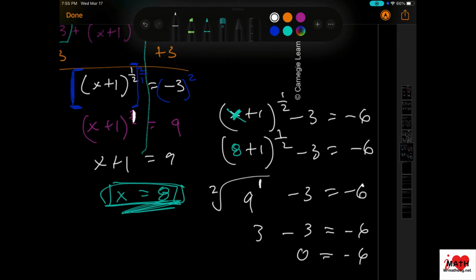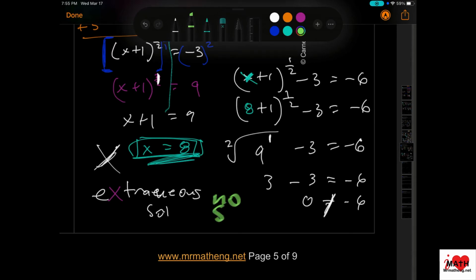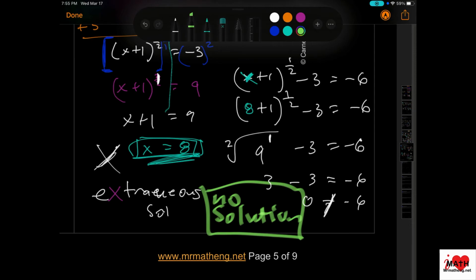Oh no! 0 equals negative 6. That is not the case. This is bad. This is extraneous. I don't even know how to spell extraneous solution. Okay, so when we said one or both of them don't work, then really the answer is no solution. Because the solution we found, x equals 8, we put it back in and it doesn't make the statement true.